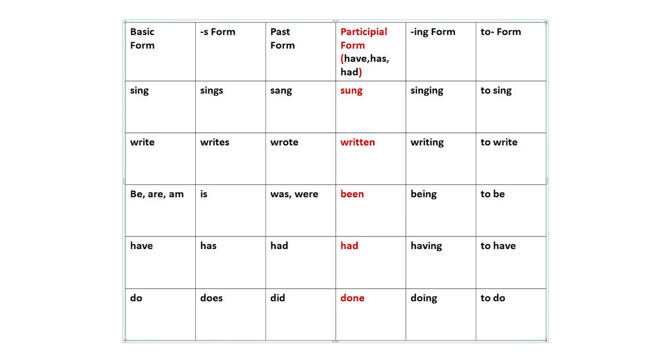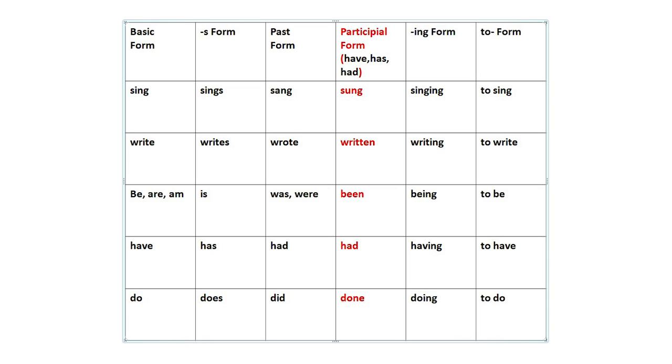Let's pick the word write. What is the form of the verb write that I can easily use with have? That is written. I have written. Whatever I have written, I have written. So that is how to form the participial form of a verb. Now, note that the verb be has nine forms, as you can see on the table. The verb have, the S form of the verb have is has. The past form of the verb have is had, and the participial form is also had.